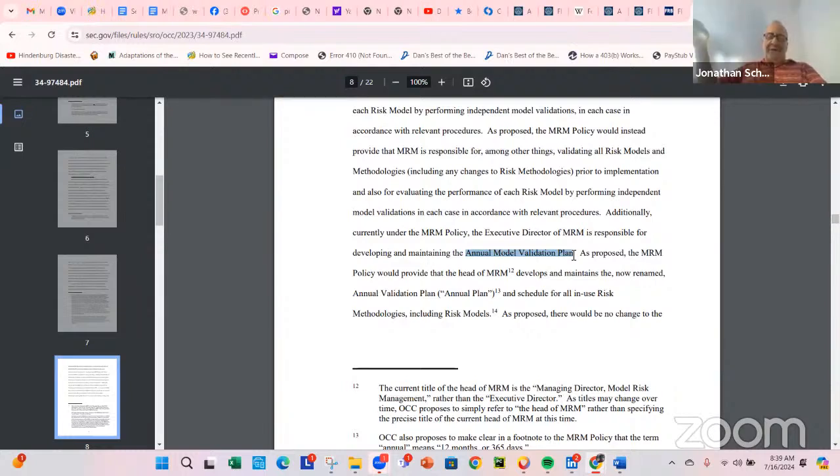And here there's the concept, I haven't seen this before. Sorry to cut you off, but my internet connection is bad, so hopefully you can hear me. But annual model validation plan.